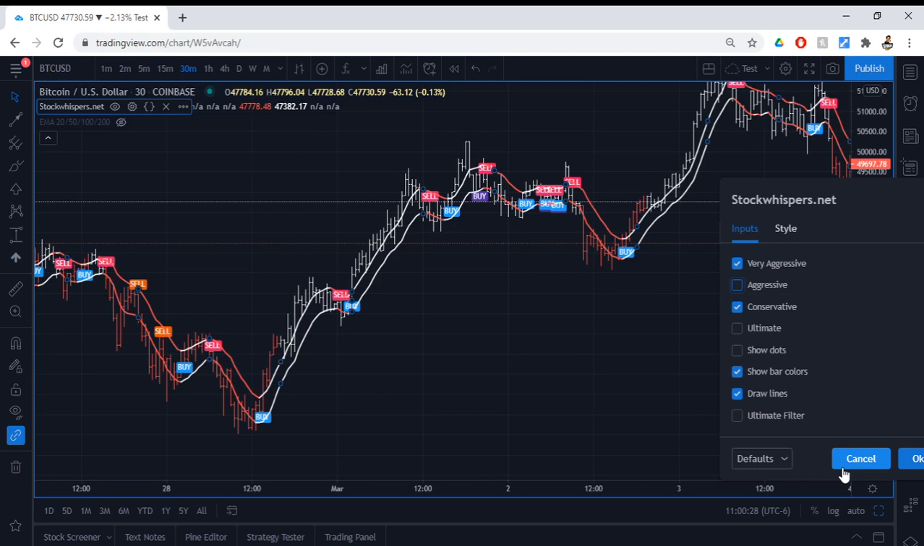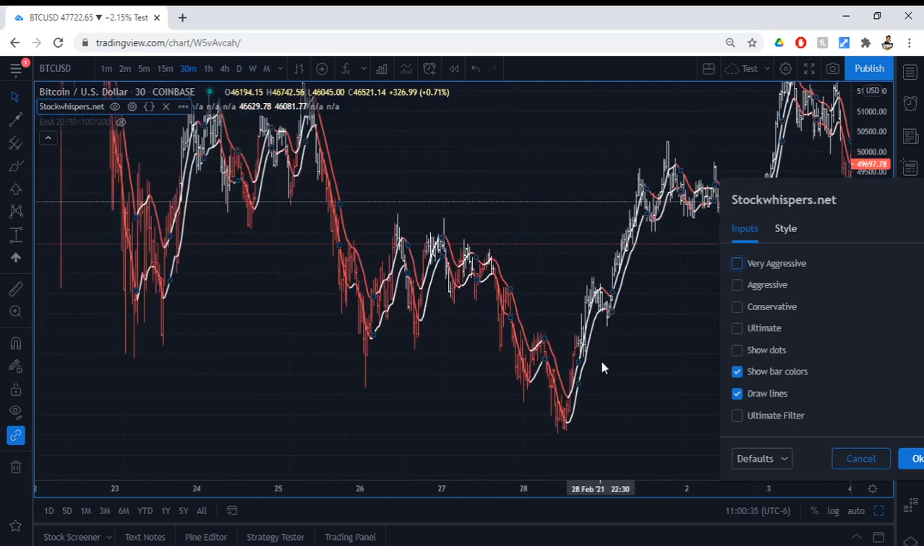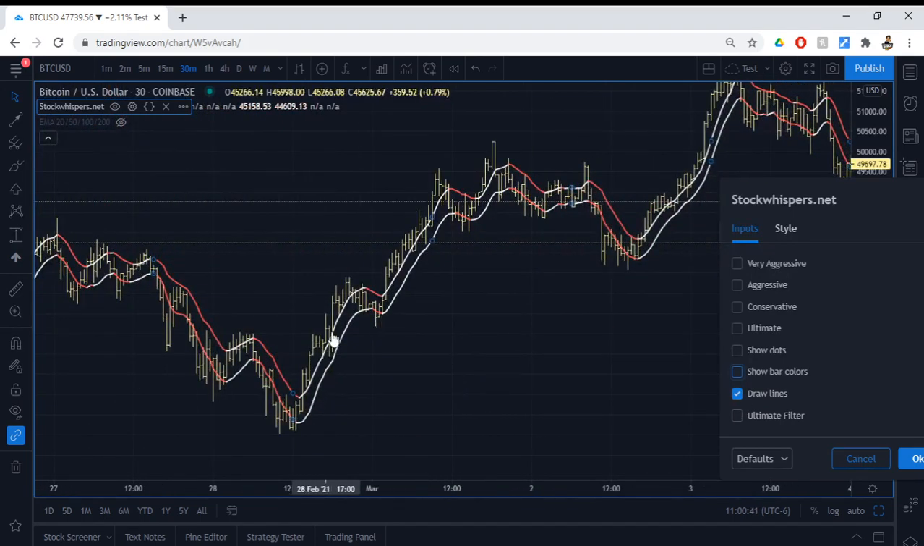Okay, this is the very aggressive. Take off conservative. Okay, let's dive into a situation here. We found out we don't need this. If you like the lines and you want to use the lines, great, go for it. Let's dive into ultimate here.